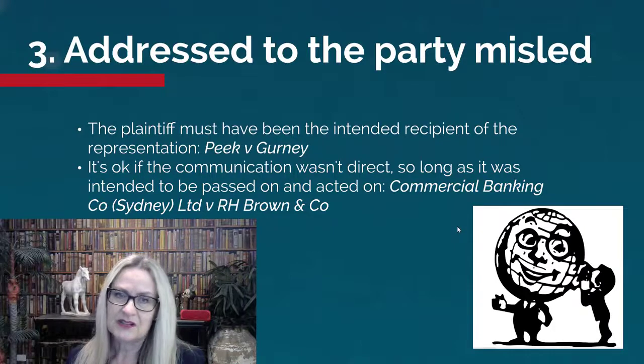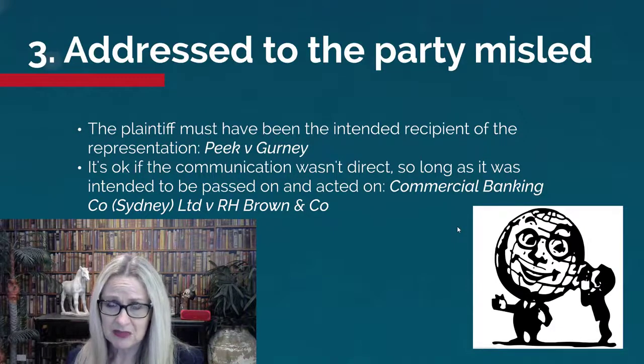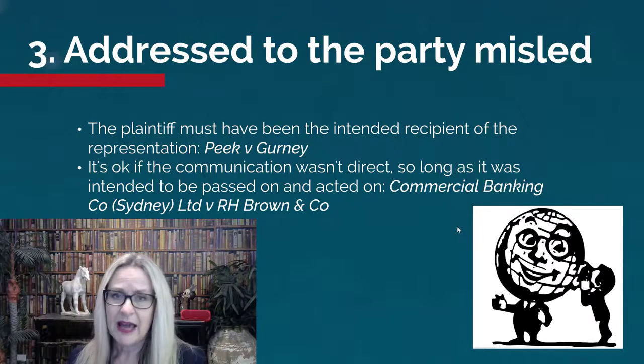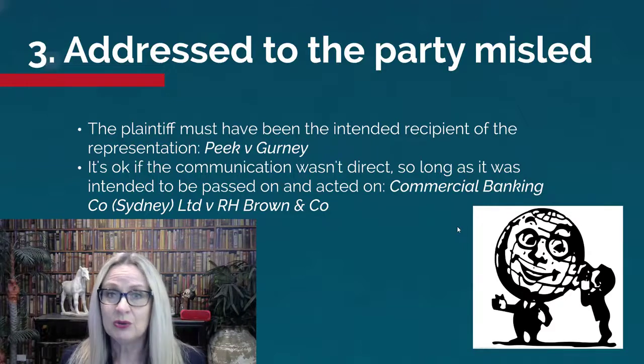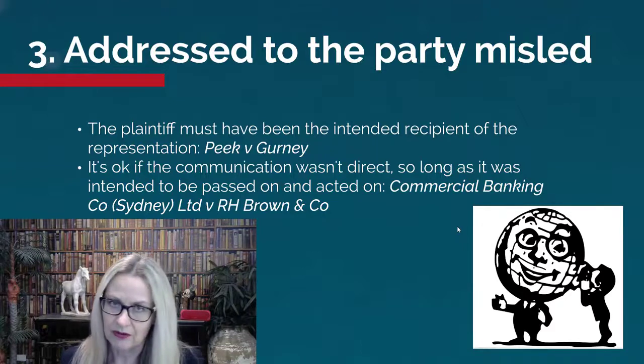Obviously, the statement has to be addressed to the party misled, and here the test just goes through a couple of things to do with third-party recipients. So you, or your client, the plaintiff in the matter, has to be the intended recipient. So if one person is talking to another person, party A and party B, having a conversation, and your party C is out here, and there's a misrepresentation made by A to B, you as C can't sue on that misrepresentation. Makes sense, really, doesn't it?